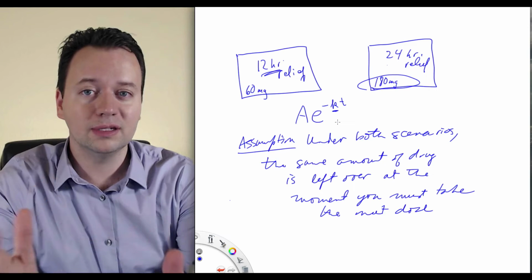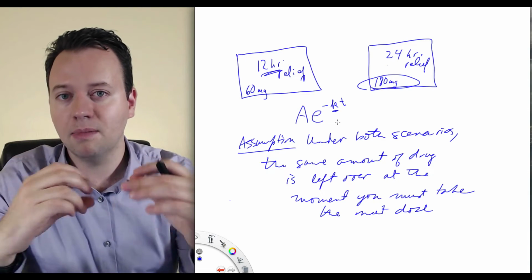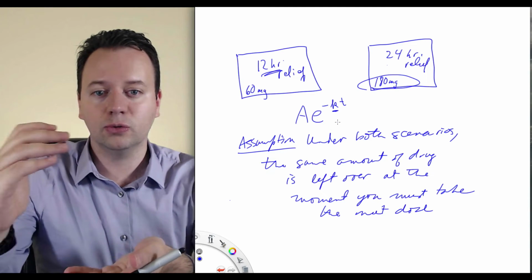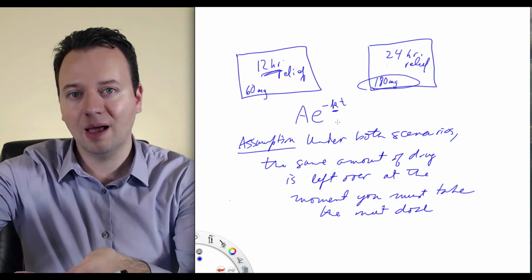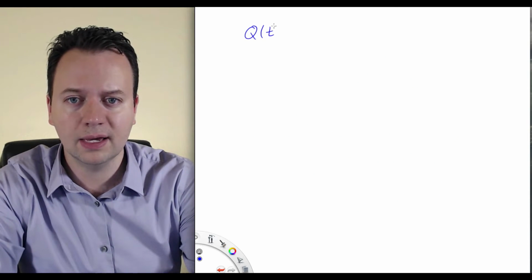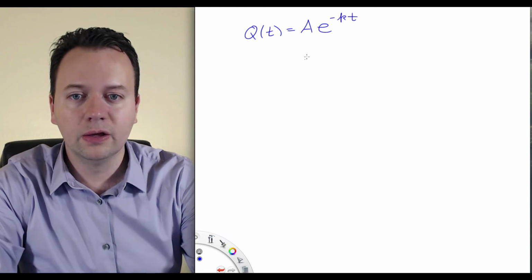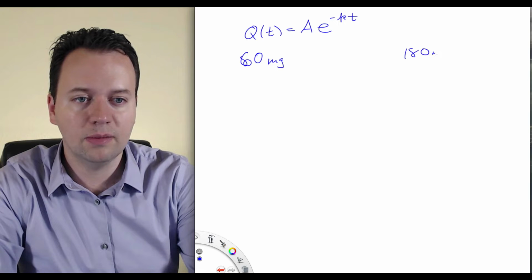So the assumption is that they've calibrated the doses correctly so that there's the exact same amount at the end of both periods. If you start off with 60 milligrams, it takes 12 hours to reach a certain amount, whereas if you take 180 milligrams, it takes 24 hours to get to that same amount left. So basically the amount, we'll call it Q of t, is equal to the initial amount times e to the minus kt. So two scenarios, we have 60 milligrams and we have 180 milligrams.